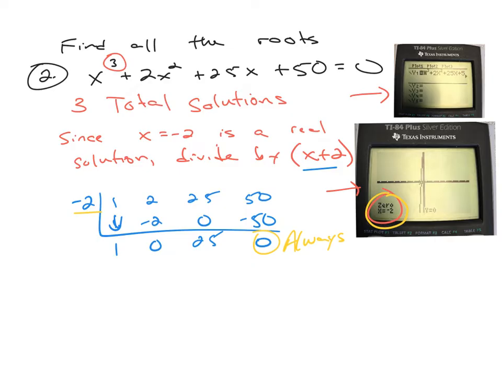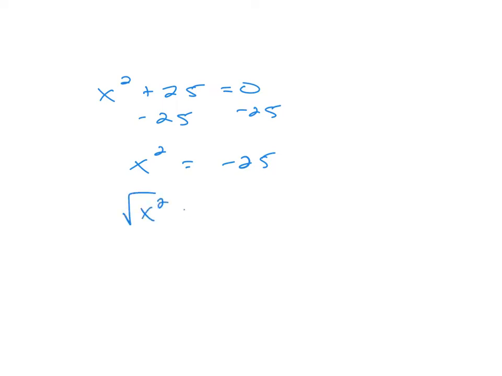I get x squared plus 25 remaining. I have to solve this for my imaginaries. I'm going to do that on the next screen. So x squared plus 25 equals 0. We can again use the square root method here. x squared equals -25. Square root both sides.